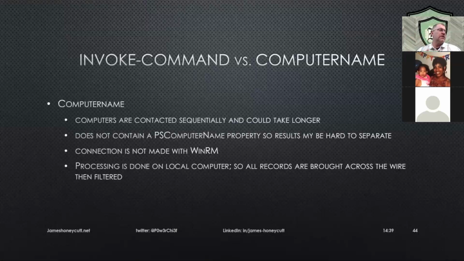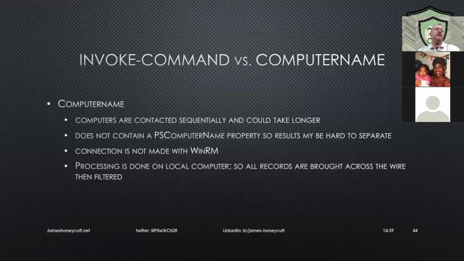And computer name is done locally on your machine, meaning you've got to supply all the processing power for this command. Whereas invoke command, it runs it on the distant machine. So that's how you can get by with doing multiple computers at one time.